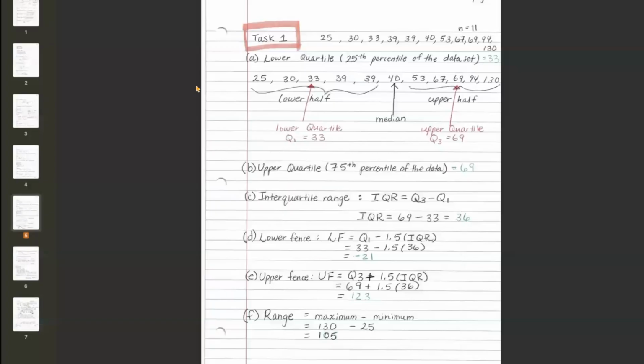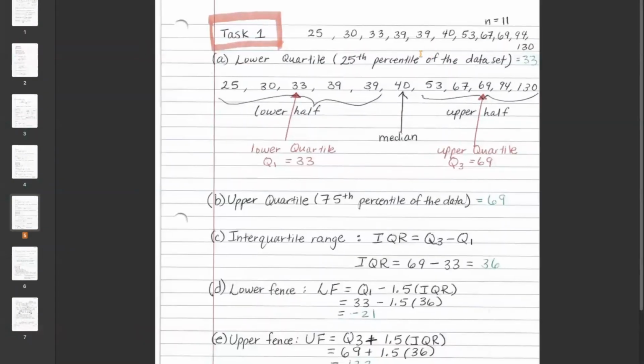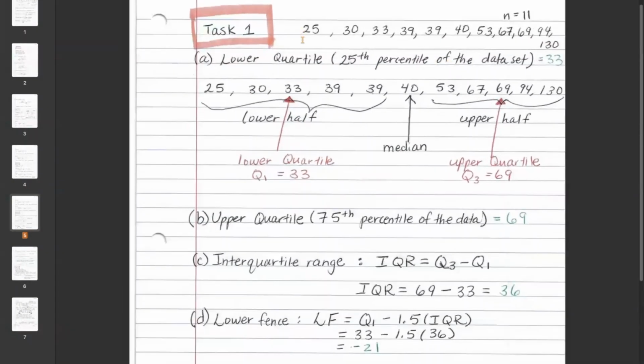So here I worked out each part of the task. The first thing that I did, we were given a list of numbers, and it was a total of 11 numbers. So here our sample size is 11. And I wanted to sort them from smallest to largest. So that's what I did here. I also sorted them from smallest to largest here when I actually started looking at the different statistics.